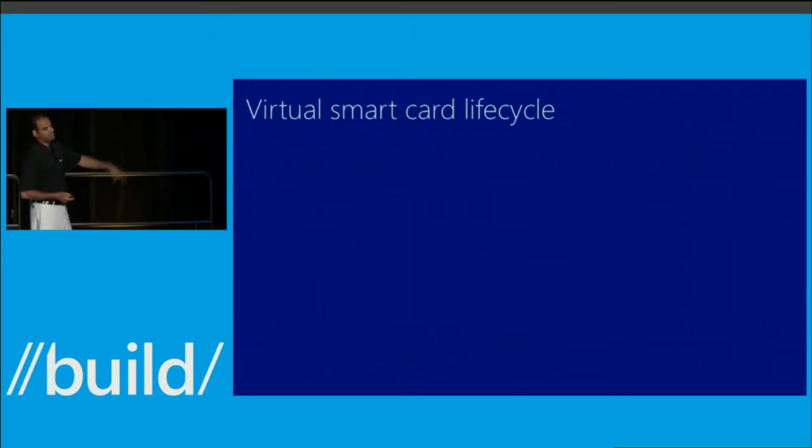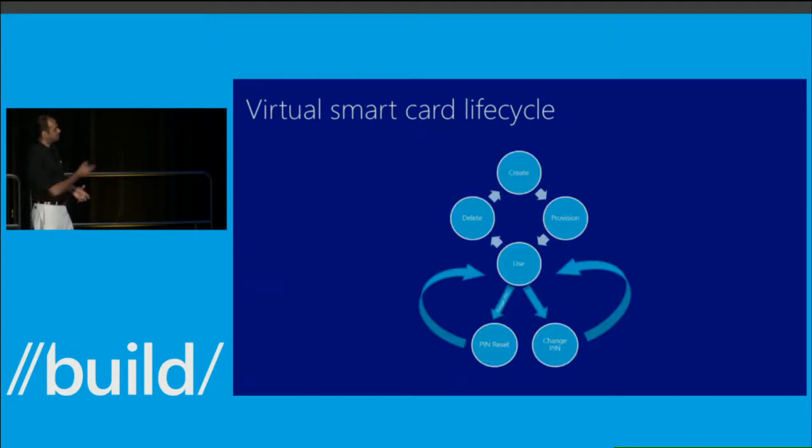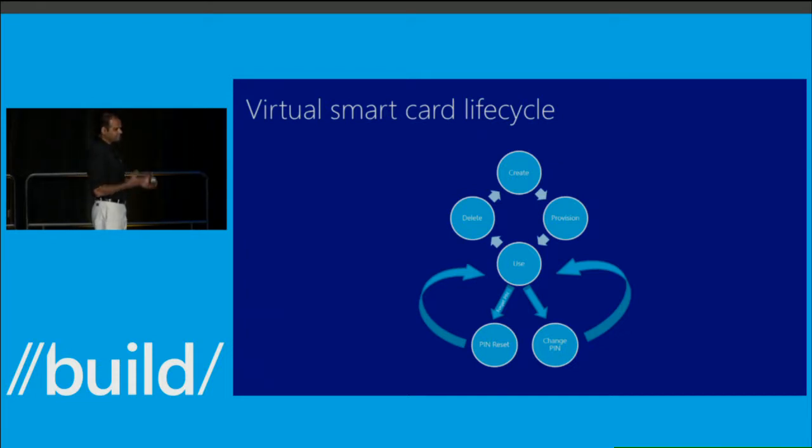So we'll go through a brief, quick lifecycle overview of a virtual smart card. You start by creating a virtual smart card from scratch. There's a TPM module on a PC, and it's auto-provisioned. You can create a virtual smart card. Then you go into the provision state where you personalize the card to the user. So you let the user select a PIN. You enroll the user for certificates on that card. That's when it becomes a provisioned card.